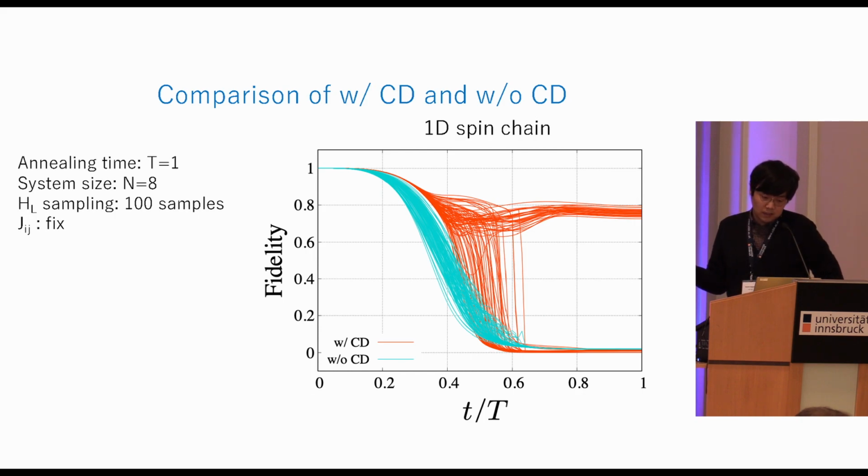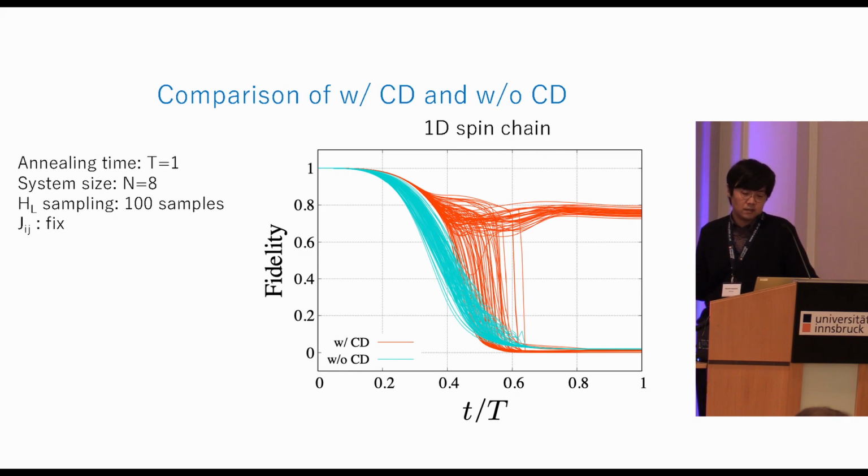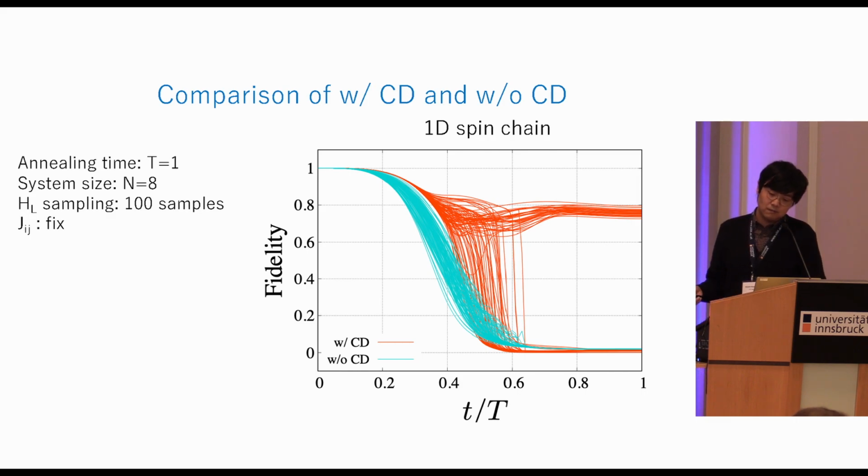Next, we show the case of one-dimensional spin chains, which means the interaction has only first nearest neighbor coupling. This result shows almost similar behavior to the fully connected spin glass model. Typically, mean field approximation deteriorates in low-dimensional systems, but this result shows mean field counter-driving will work despite low-dimensional systems.